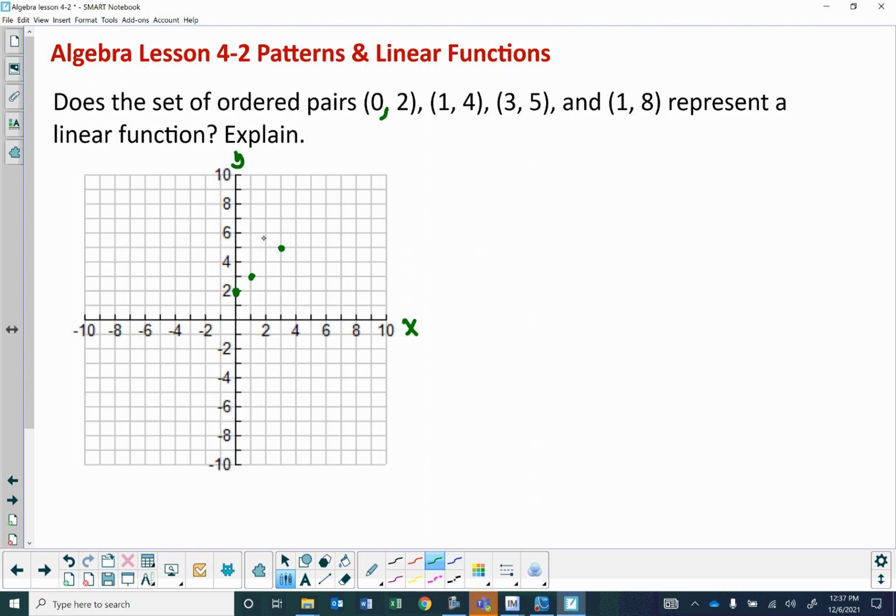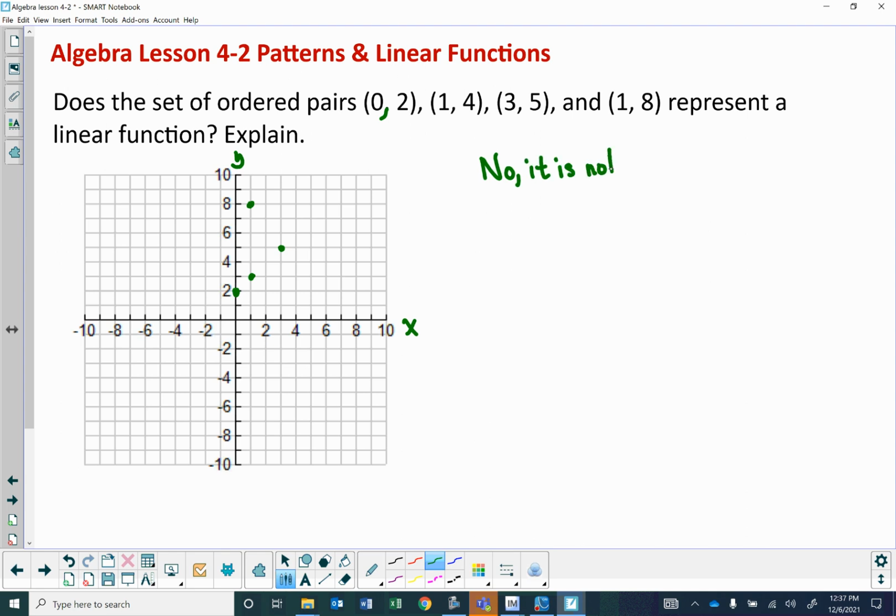And last but not least, let's graph (1, 8). Start at the origin, go over 1 and up 8. Well, so far it was linear until we got to that last point. As soon as we added that last point, all 4 of those points cannot be on the same line. 3 of the 4 could, 2 of the 4 could, but I have to get all 4 on the same line. All 4 of them cannot land on the same line, so no. It is not a linear function.